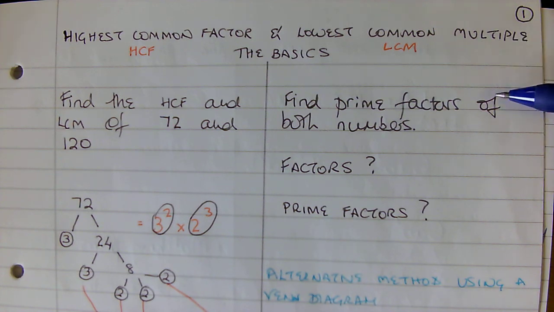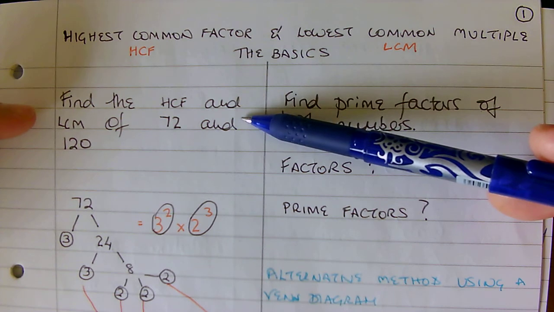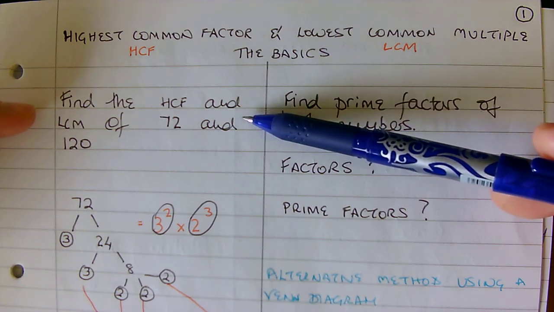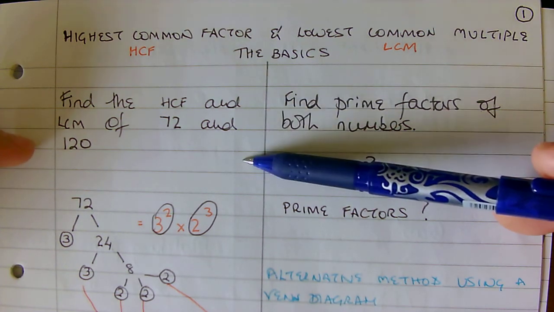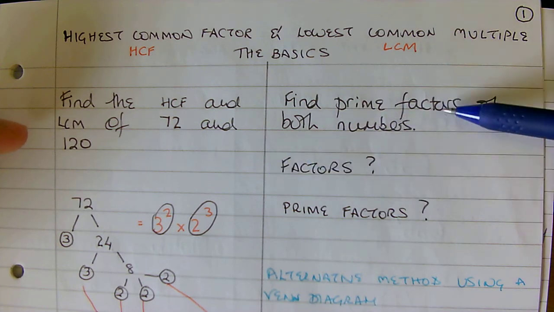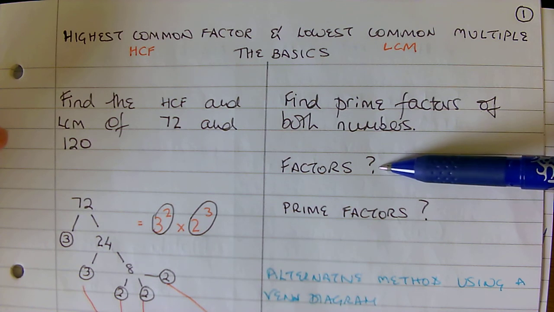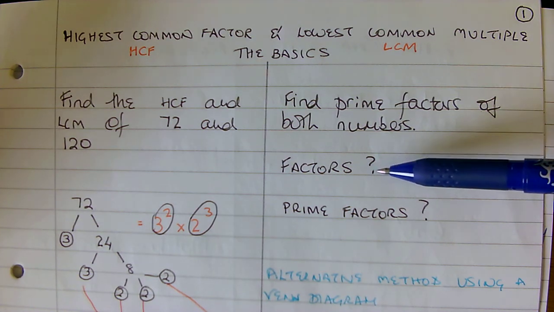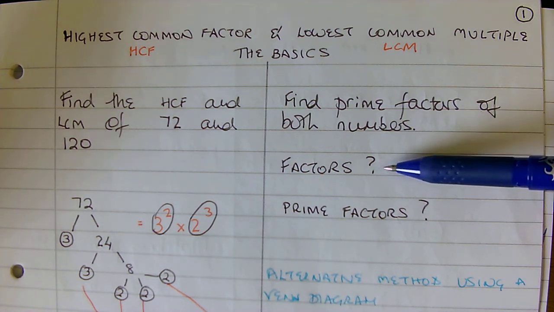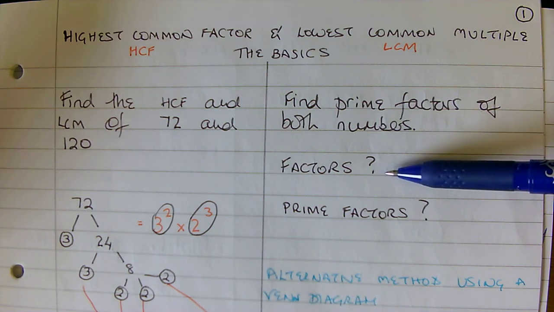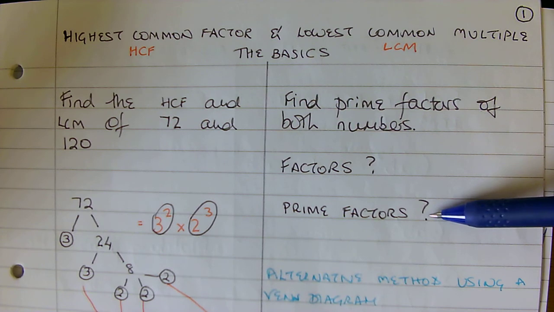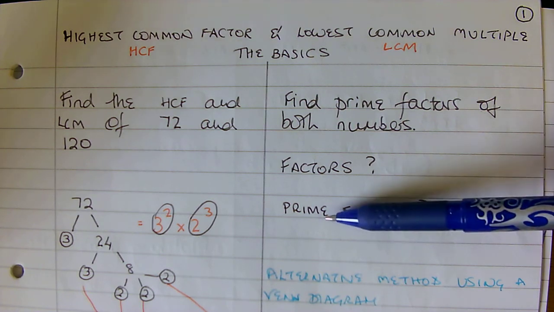The first thing we need to do, if we're posed with a question like this one, for example, find the HCF and LCM of 72 and 120, is to find the prime factors of both numbers. So just to remind ourselves, a factor is a number that fits inside another number and by multiplication leaves no remainder. And a prime factor is any factor that is also a prime number.